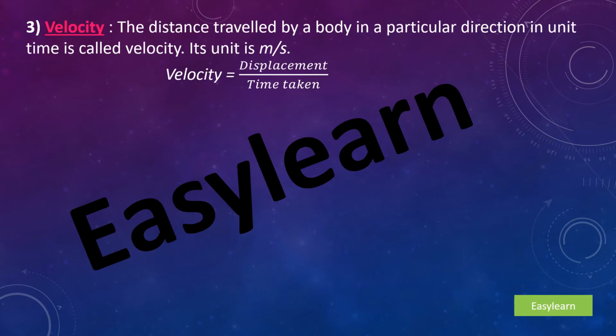Third, velocity. The distance traveled by a body in a particular direction in unit time is called velocity. Its unit is meter per second. The formula is velocity is equal to displacement upon the time taken.